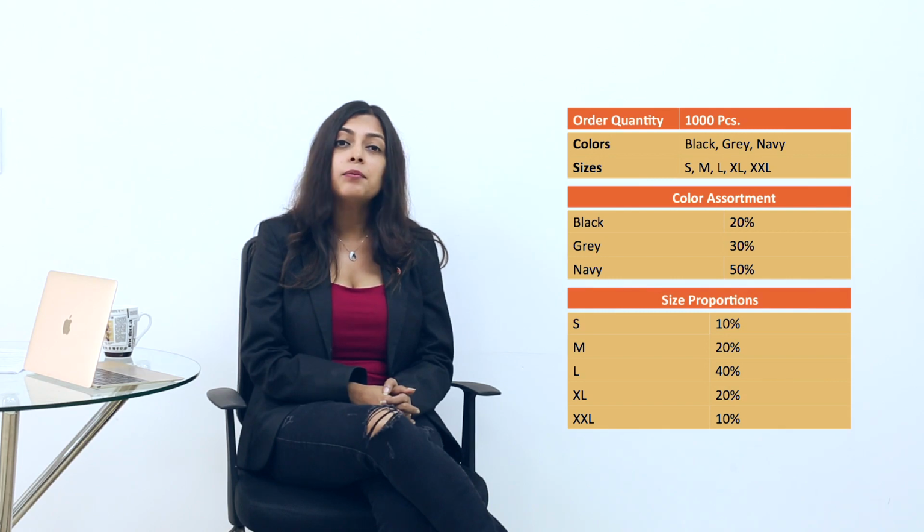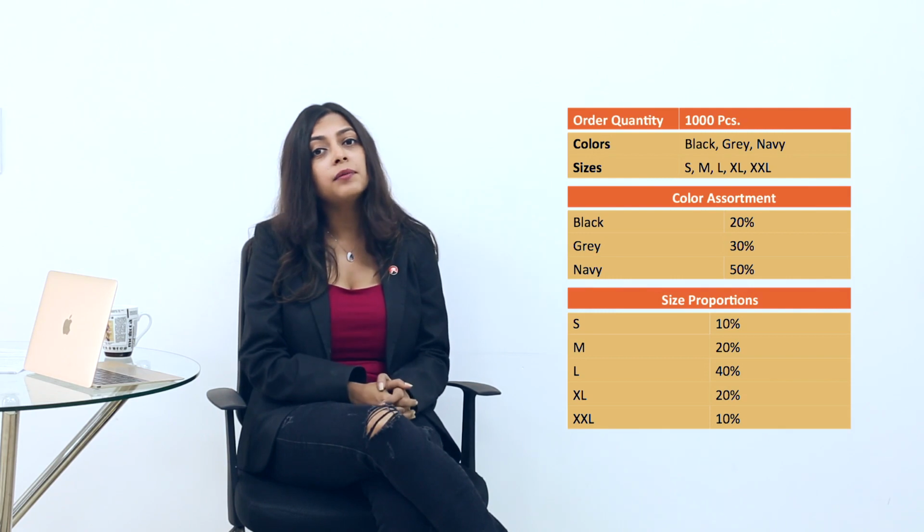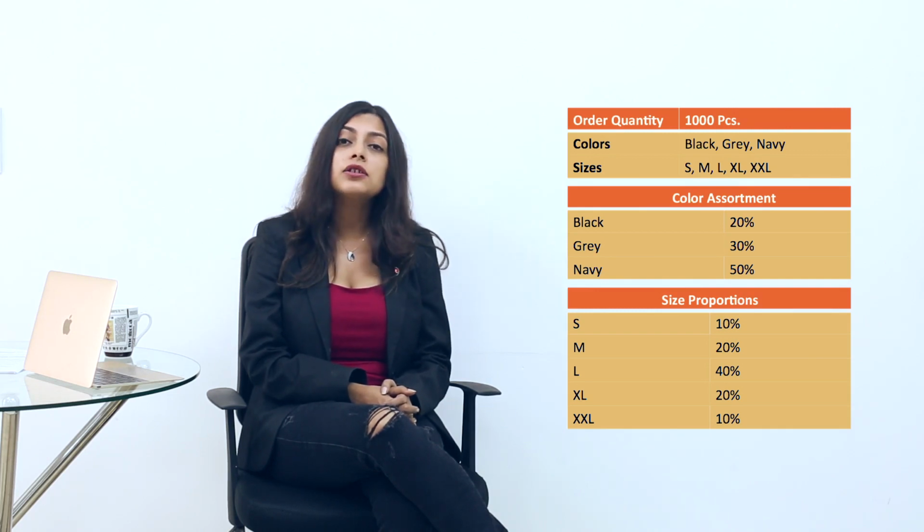Now, in this order, the color assortment is 20% in black, 30% in grey and remaining 50% is in navy. The size proportion is 10% in size small, 20% in size medium, 40% in large, 20% in extra large and 10% in double extra large. Therefore, a selection of random pieces should also be in the same proportion, meaning out of 100 pieces, 20 pieces should be from black, 30 pieces should be from grey and 50 pieces should be in the color navy.